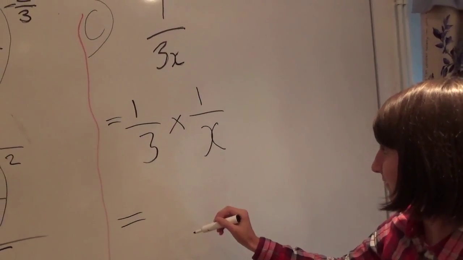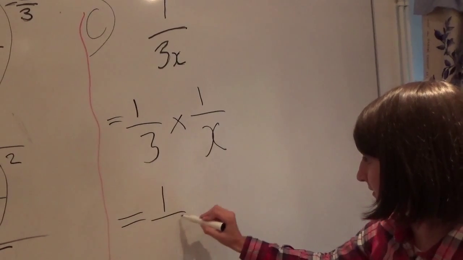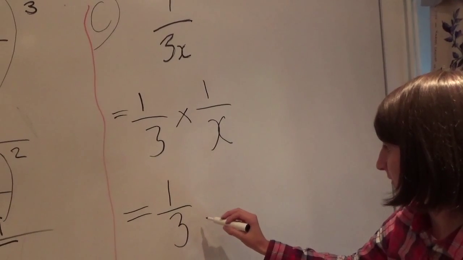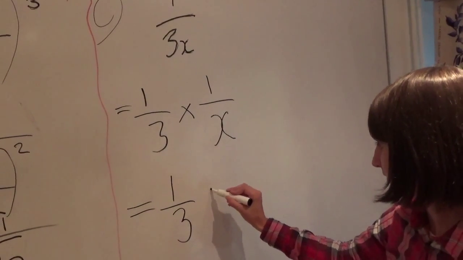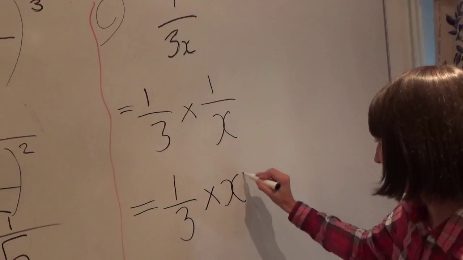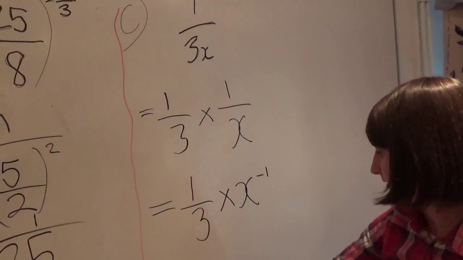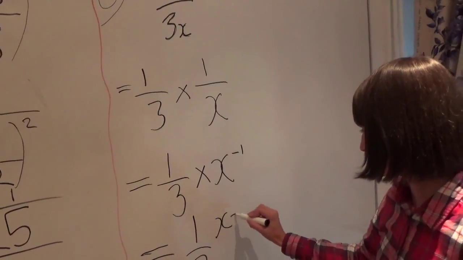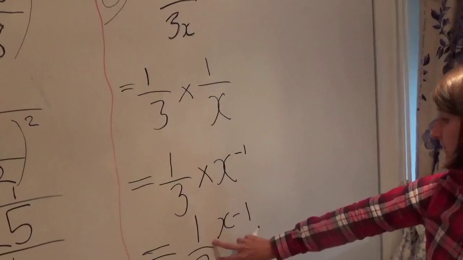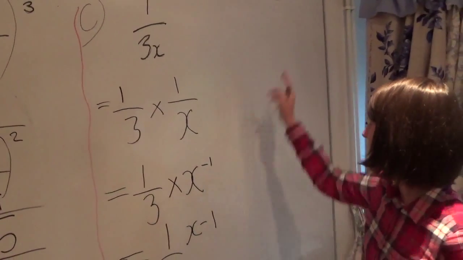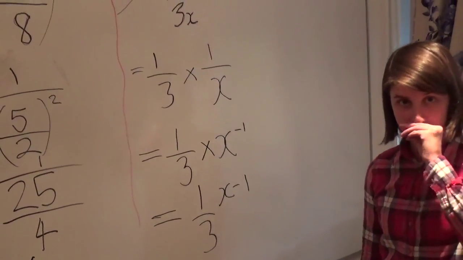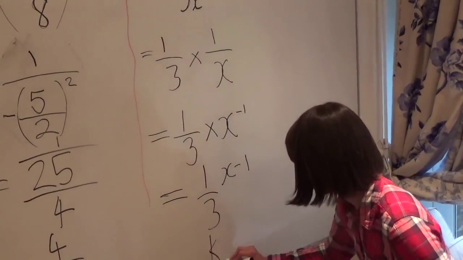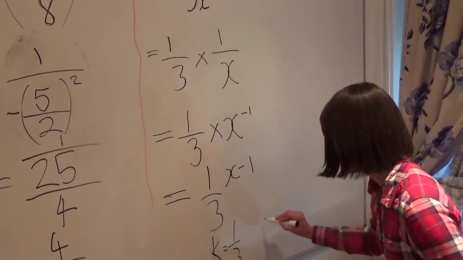So the third is going to stay the same, isn't it? Yes. And then this becomes x to the minus 1. Well done. And then the whole thing just becomes 1/3 x to the minus 1, where 1/3 is k, and then this is x, and then n is minus 1. Perfect. Would you just write that at the bottom for me, Sally, please? So k equals 1/3 and n equals minus 1.